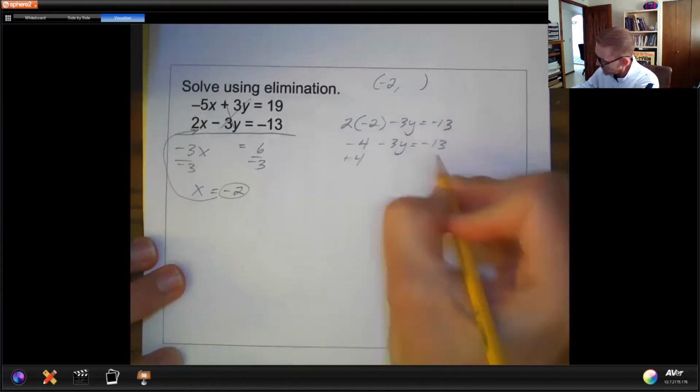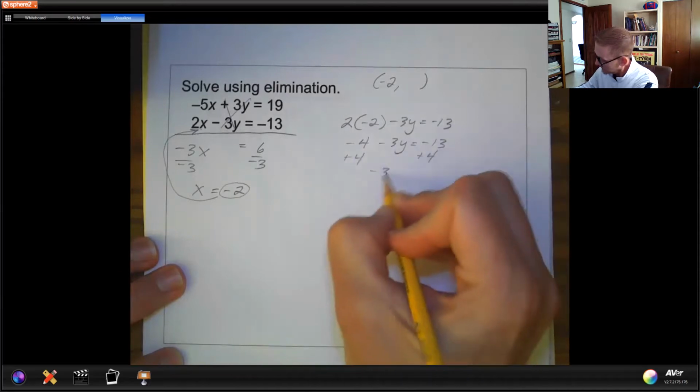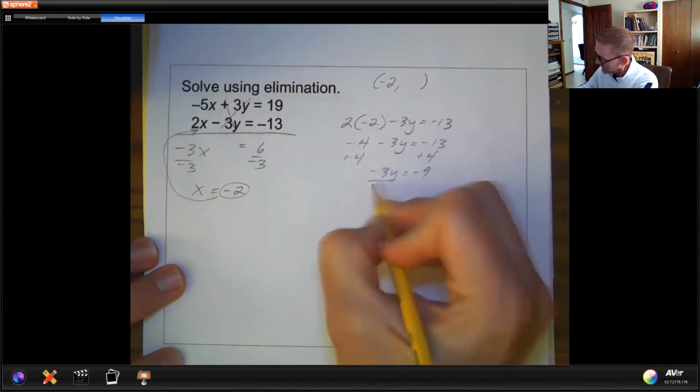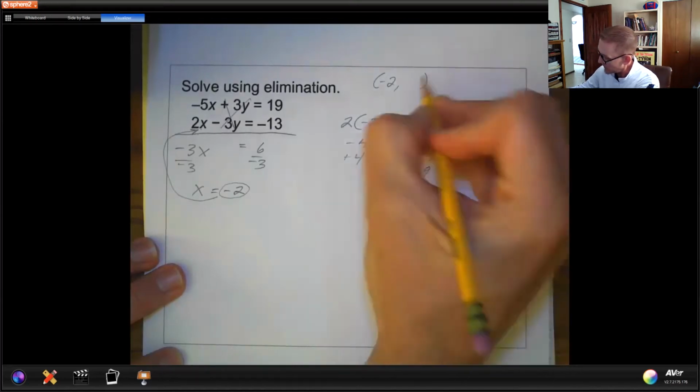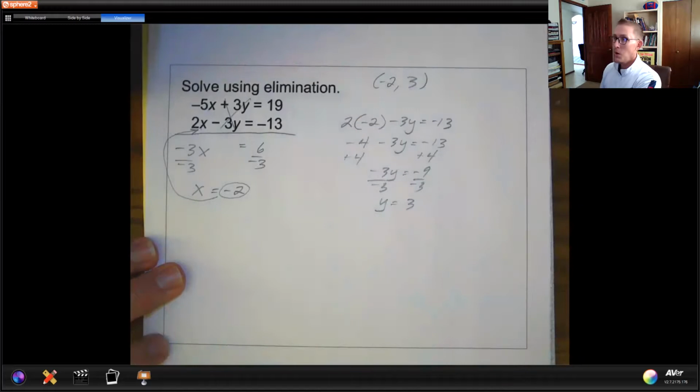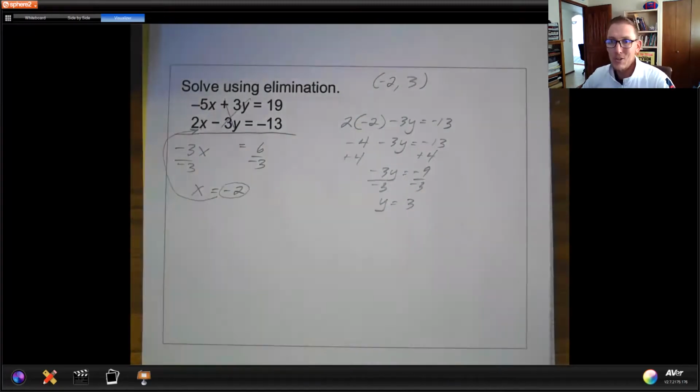Add the 4. Divide. And y equals positive 3. So we combined the two equations to eliminate y. We found out what x was, and then I took that x value and plugged it back in to find out what the y value was. So that's solving a system using that combination elimination method. Okay, so let's do another example.